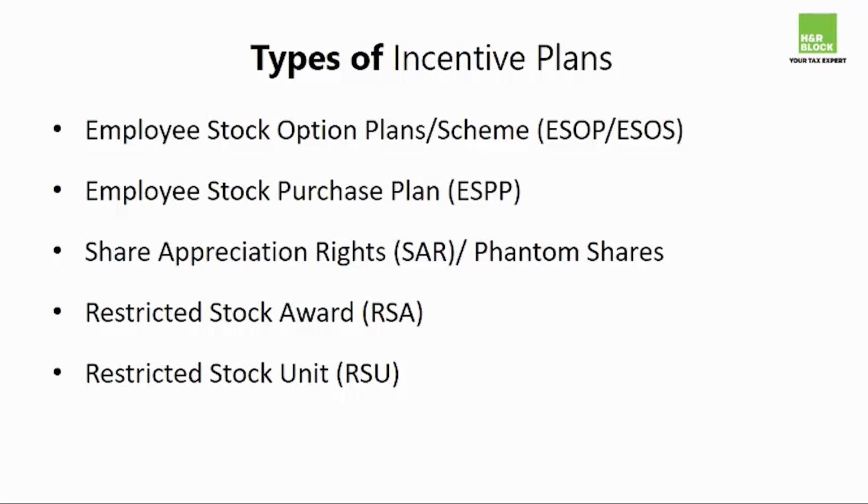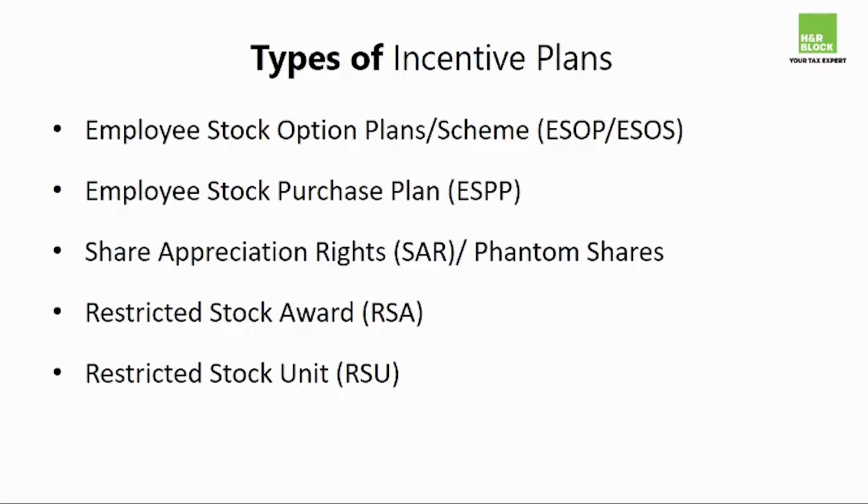RSA, restricted stock awards, is again something similar to RSUs. The only difference is that in RSU you become owner of those shares only when you exercise them after 3 years or after satisfying the vesting condition. But in case of restricted stock awards, you become the owner of the shares from the first day. So any dividend, bonus or anything which is given on those shares, you will also be entitled to. That is the difference between RSA and RSU.